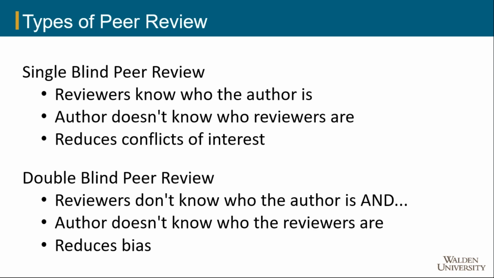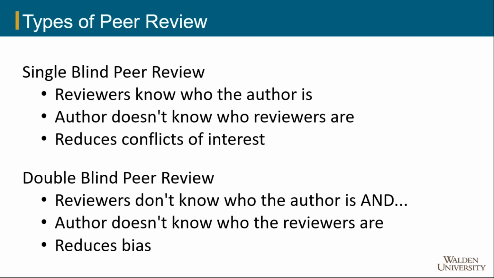Since reviewers are scholars of the topic that they're reading about, it can happen. So, in single blind, the reviewer is able to say, hey, that's my co-author, or that's my brother-in-law. Maybe I should tell the journal so they can assign this to another reviewer. It just reduces some conflicts of interest because the reviewers, although they're anonymous, know who the author or the authors are.